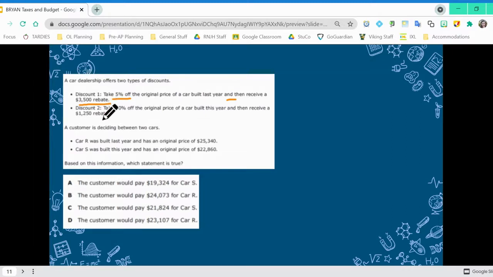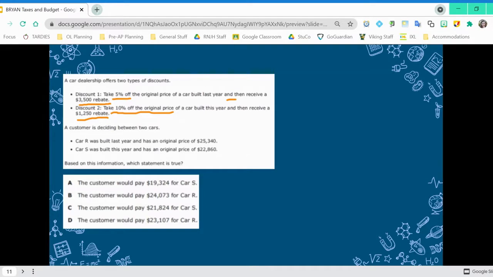That's discount one. Discount two is to take 10% off of the original price of the car built this year and then receive a $1,250 rebate. So the percentage that they take off of the car is higher, but the rebate is lower than discount number one. So we have to kind of weigh the options here and see which one is going to give us the best deal on the car.